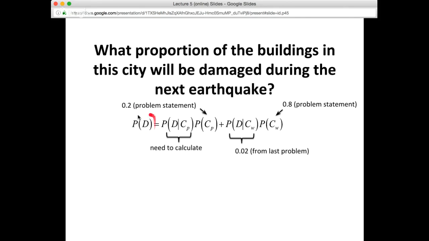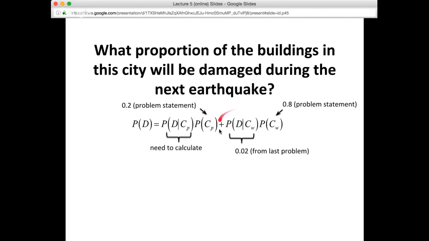So we can write this probability of damage as the probability of damage given that we are talking about a poorly constructed building times the probability of a poorly constructed building, plus the probability of damage if the building is well constructed times the probability of it being well constructed. We know what these two probabilities are. The probability of the building being poorly constructed in the city is 20%. We got that from the problem statement.